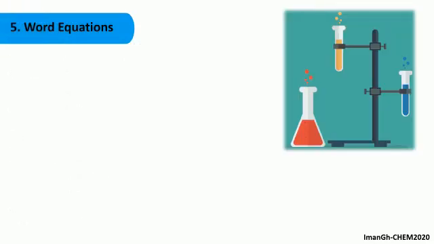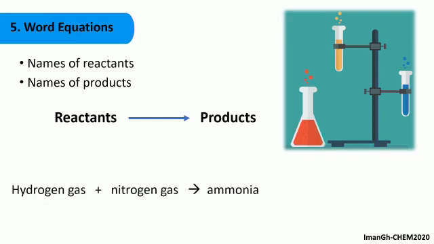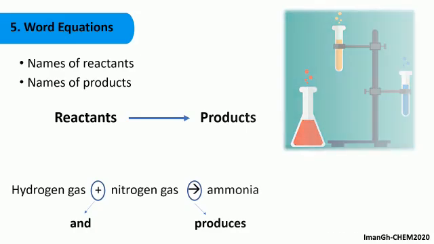Each chemical reaction can be described by a word equation that shows the names of the reactants and the names of the products. Reactants are placed before the arrow, and the products are after the arrow. For example, hydrogen and nitrogen gas react with each other to produce ammonia gas. The symbol plus means and, while the arrow means produces or gives. Keep in mind that the number of reactants and products differs between reactions.